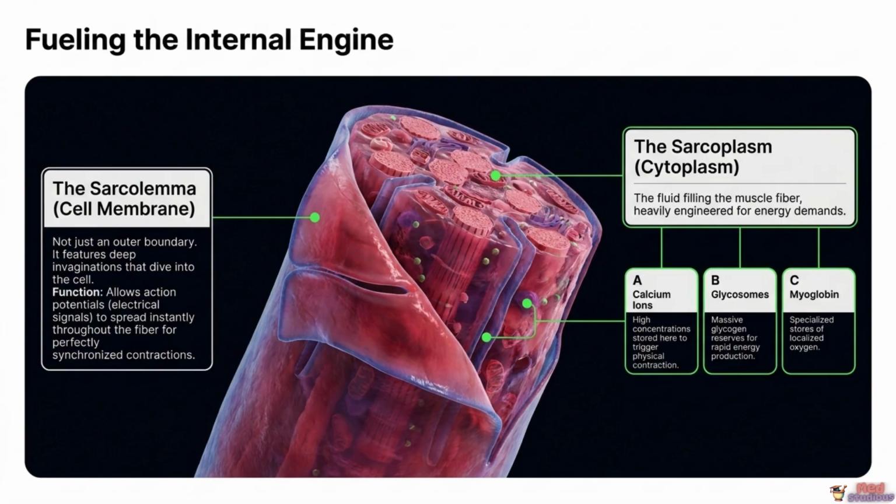Inside the sarcolemma is the sarcoplasm, the muscle's specialized cytoplasm. Because contraction requires ridiculous amounts of energy, the sarcoplasm is heavily engineered. It houses massive localized concentrations of calcium ions, which are the chemical keys required to unlock the protein engines and trigger the physical contraction. It also contains glycosomes, which are massive granules of stored glycogen ready to be instantly burned for rapid ATP energy production, alongside specialized myoglobin proteins that hoard a localized reserve of oxygen for sustained aerobic activity.